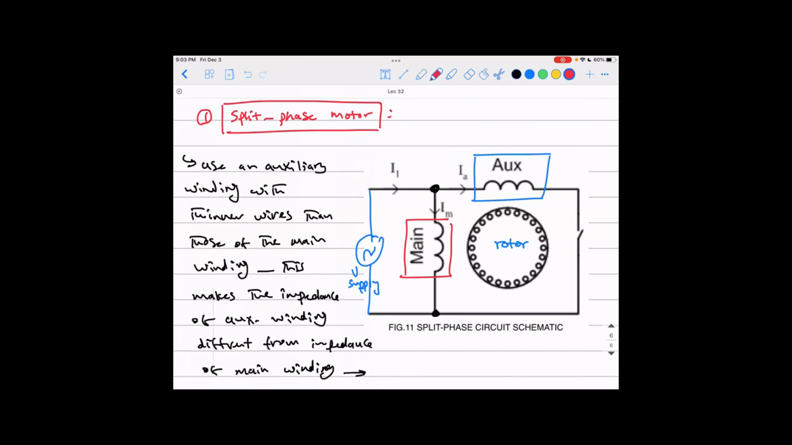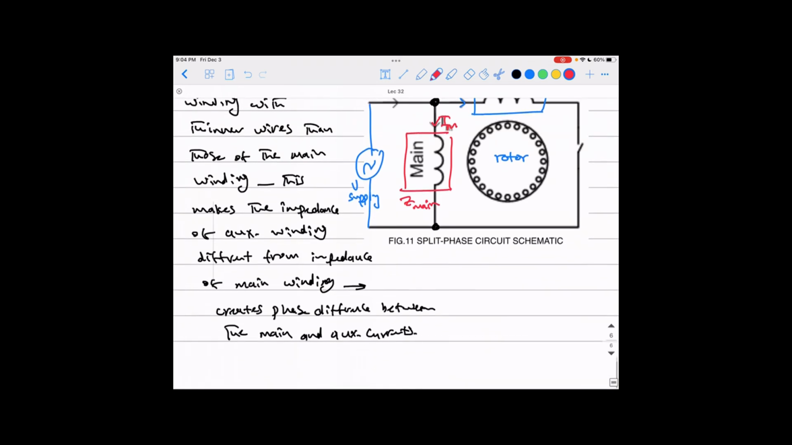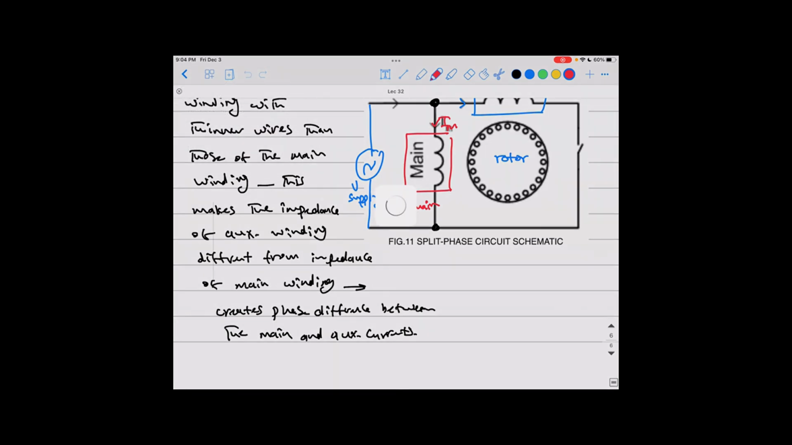blow everything. So this current I main and this current I auxiliary have to have different phase shifts, different phases, different angles. How do we do this? By making sure those two windings have different impedances, Z auxiliary and Z main have to be different, so the angle of the main current and the auxiliary current will be different. Actually, we need this angle to be 90 degrees, but for this case, it will not be 90 degrees.